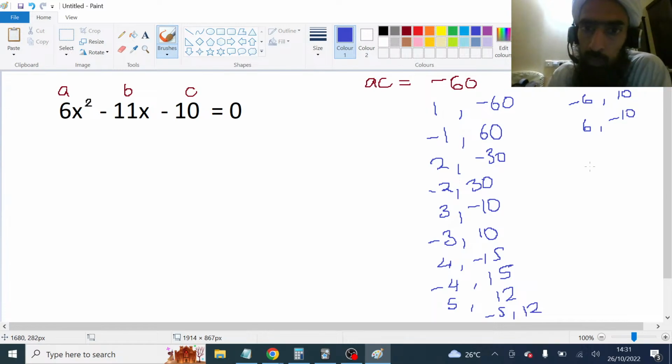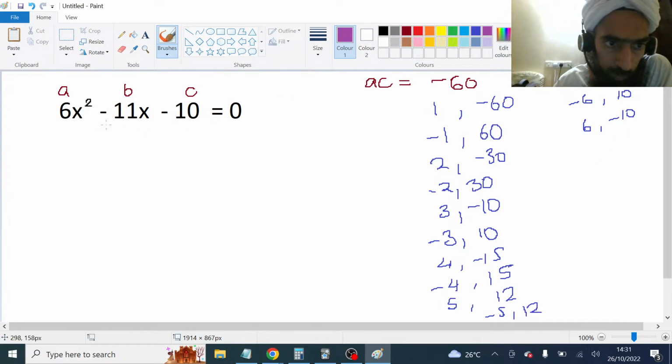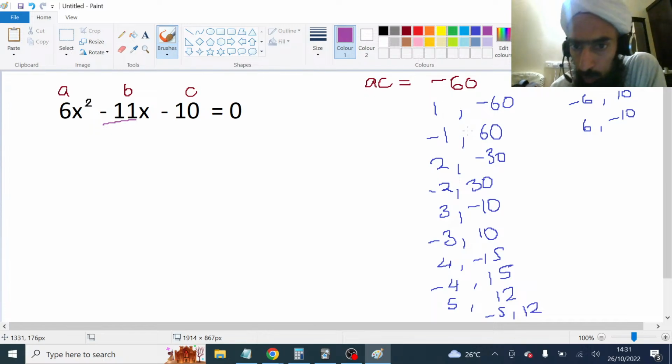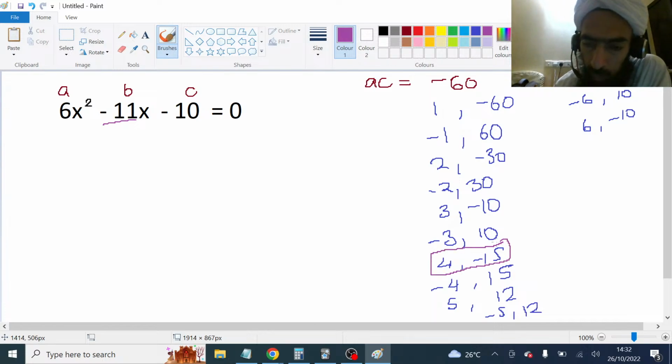So once you're satisfied you've got all the pairs, then the thing is to look at the middle number, which is minus 11, and try to pick which pair I can pick so that if I add the two numbers, I would get minus 11. So going down the list, it looks like this pair is the right one. 4 plus minus 15 would make minus 11, which is the same as I've got in the middle. So that's the one I want. You can ignore all the other pairs now. So let's get rid of them.